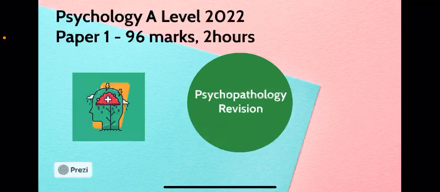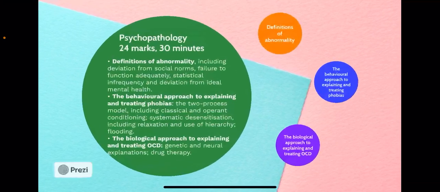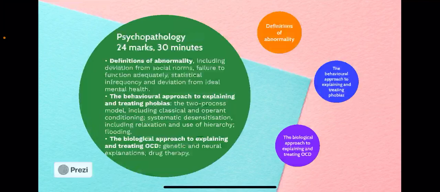This is Psychopathology revision for Paper 1. Paper 1 is worth 96 marks and takes 2 hours. This is alongside social influence, memory and attachment, and you also need to be revising research methods alongside this as it can come up anywhere in Paper 1. Psychopathology is worth 24 marks and will take 30 minutes.